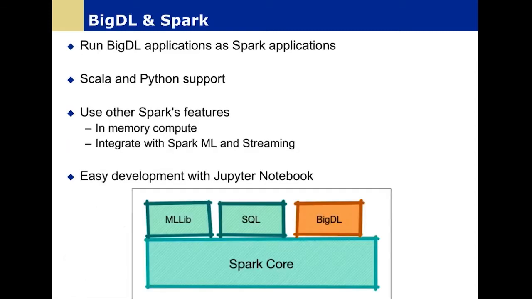BigDL runs as a Spark application, similar to other Spark applications like Spark SQL, Spark MLlib, and Spark GraphX and other things. It supports Scala and Python. It is natively written in Scala. It uses Spark's other features like in-memory compute on the Tachyon and Alluxio, integrated with Spark ML and streaming, and allows us to do easy development with Jupyter Notebook.